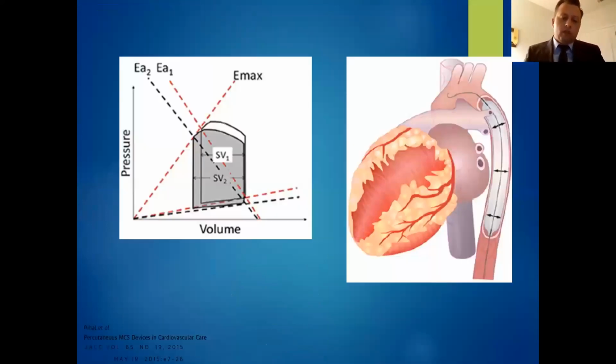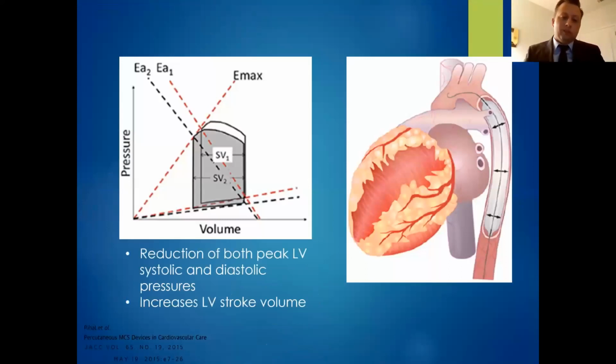The first we'll discuss is the intra-aortic balloon pump. This is probably the one that you are most familiar with. It's probably the most commonly used. It will reduce both peak LV systolic and diastolic pressures. You can see it sitting in the aorta. As the heart is contracting, the balloon deflates, thereby dropping the afterload. As the heart relaxes, the balloon will inflate and can assist with coronary perfusion. It also increases the LV stroke volume.